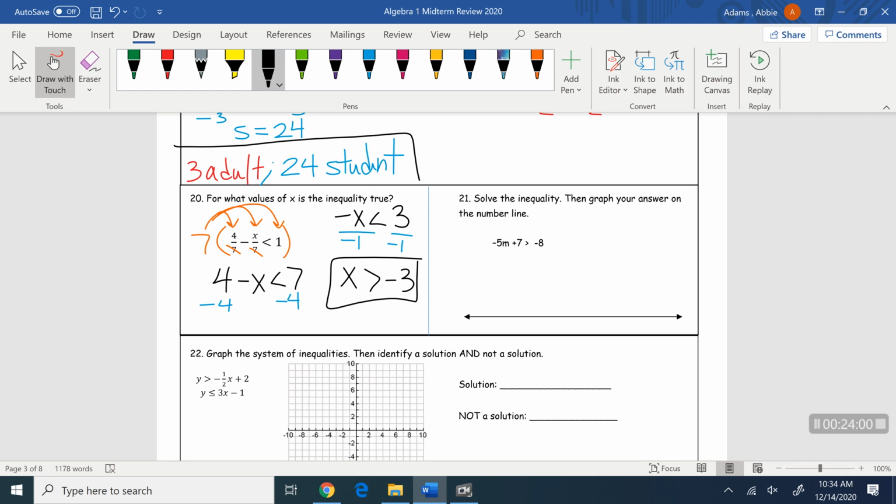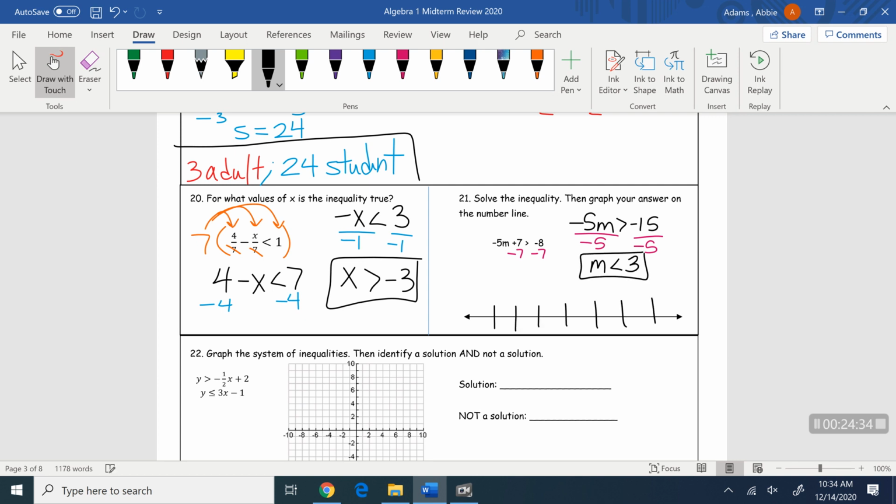Alright, let's go to the second inequality here. It says solve the inequality, then graph your answer on the number line. Let's isolate our variable term first by subtracting 7. So I'm going to have negative 5m is greater than negative 15. Then we're going to have to divide both sides by negative 5. And once again, if you divide by a negative, you have to flip your inequality. So m is going to be less than 3.